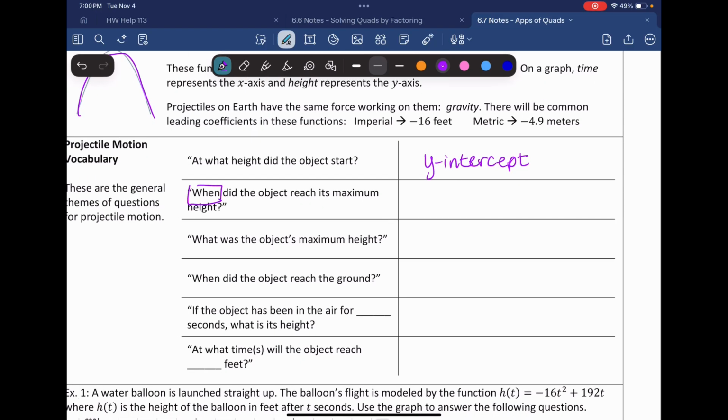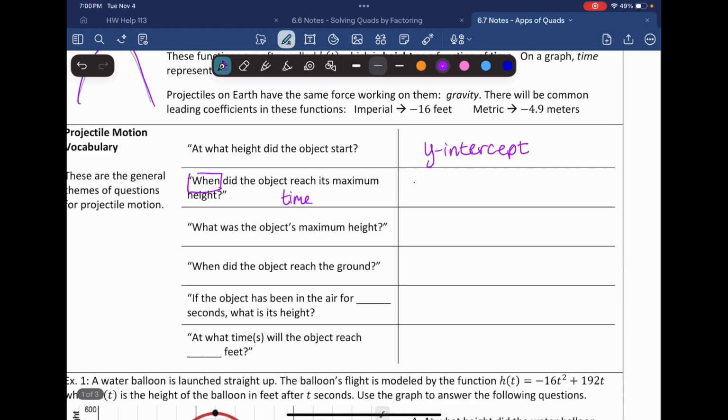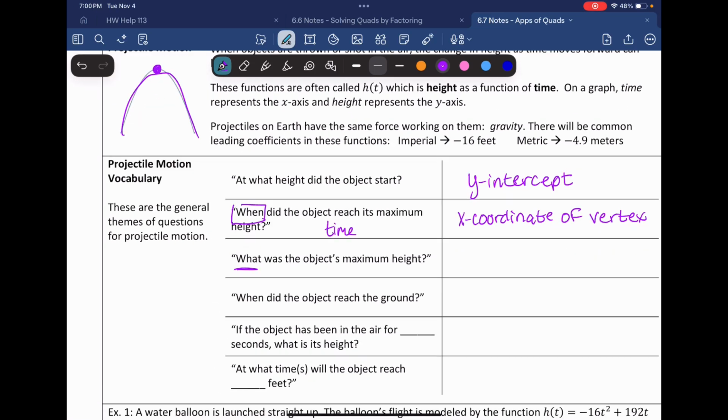When did the object reach its maximum height? This is looking for a time. This is the x-coordinate of something called the vertex, and I'll show you what that looks like. Actually, I'm going to show you right now. It's the peak of the graph. What is the object's height? So it's looking for the actual height there. This is the y-coordinate of the vertex.